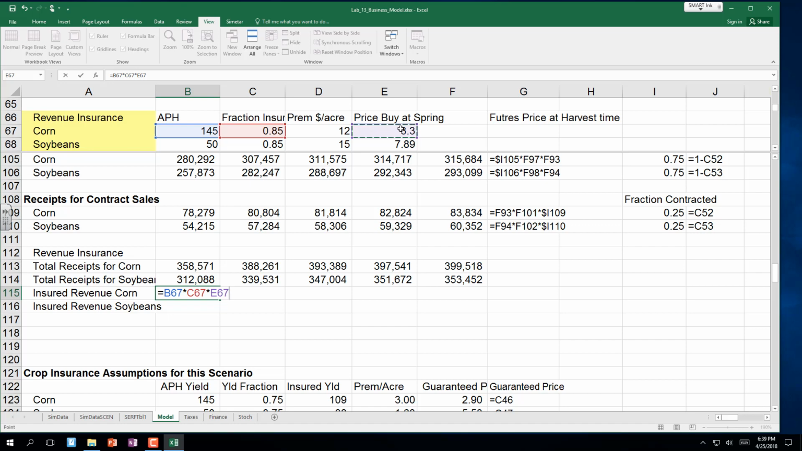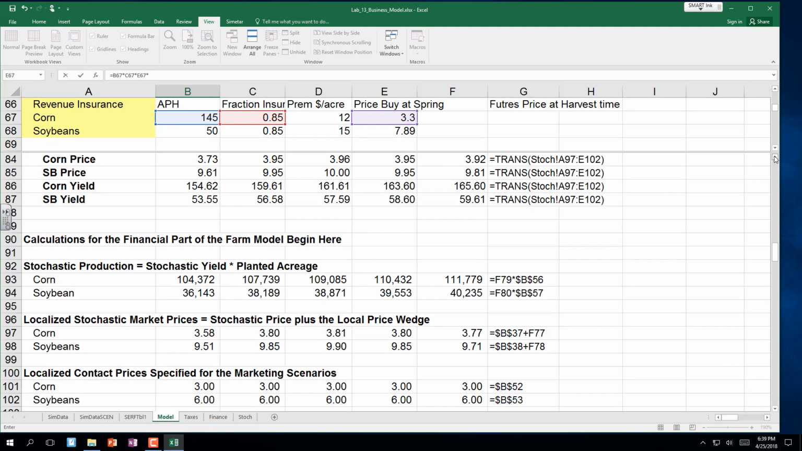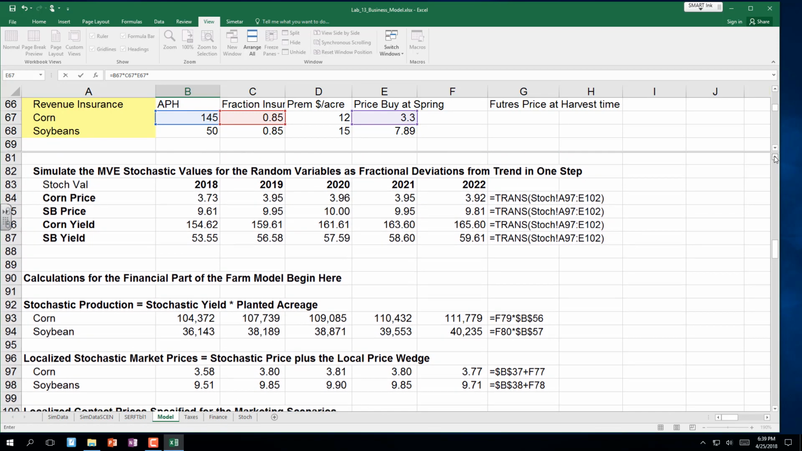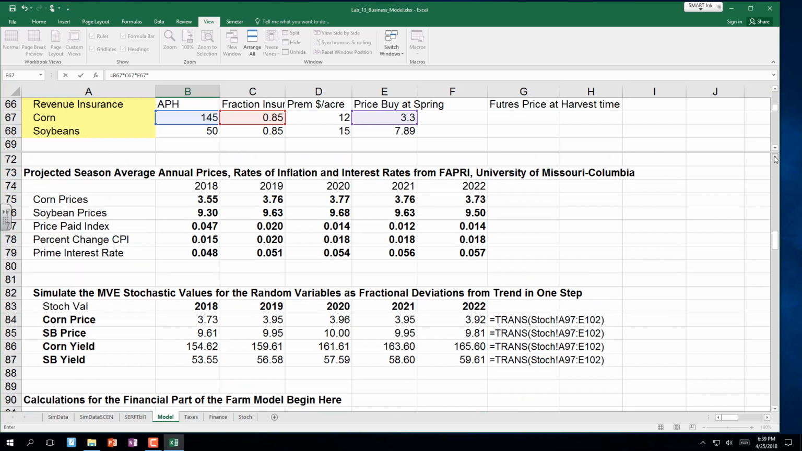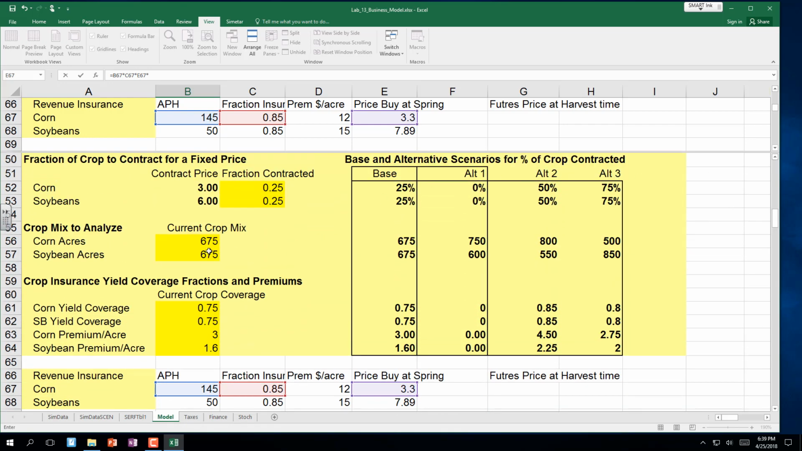How many acres did you plant? So I'm going to hit times, and if I come up here, there should be planted acres someplace up there. That was in here at B56.